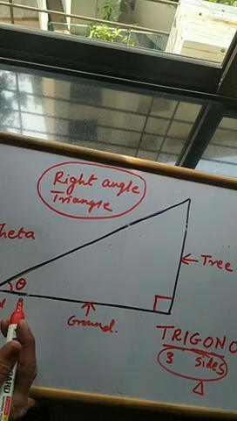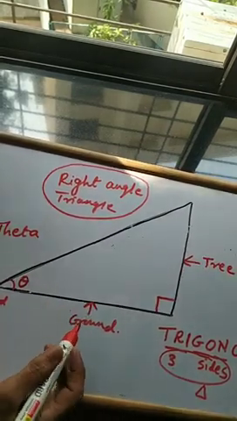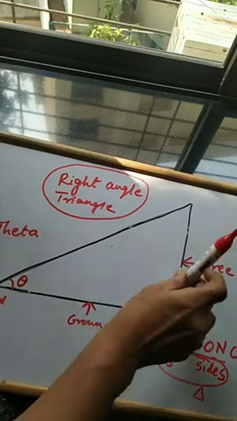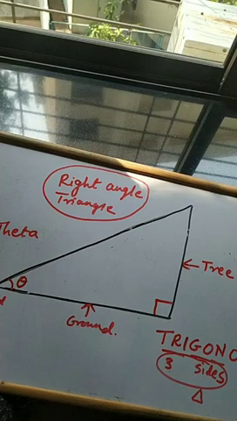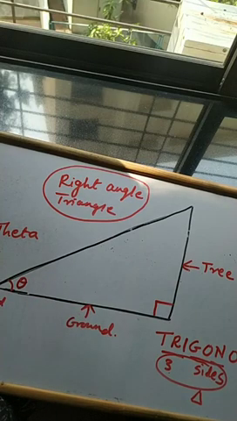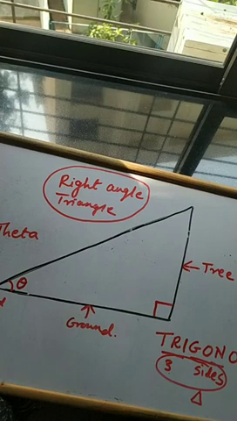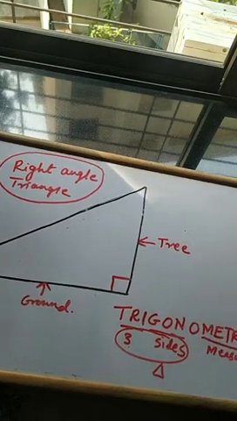I have started with application of trigonometry. What is that application? You can find out any side, height of a tree, height of a mountain. You can find out height of any pole using this trigonometry. So let's begin with our new chapter in geometry, trigonometry.